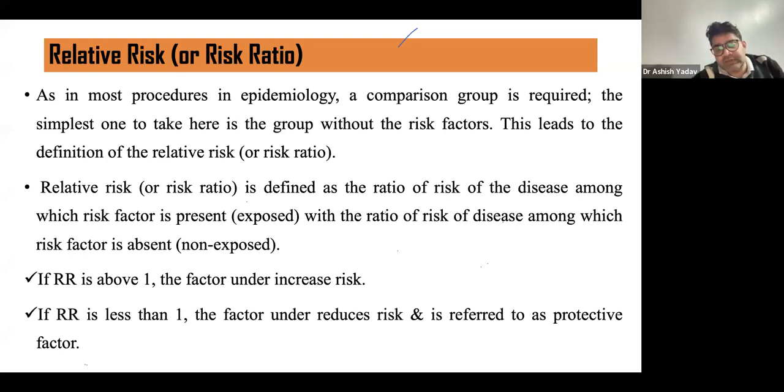We have already seen that if RR is above 1, it's a risk. Your risk factor under consideration should be checked for statistical significance. If RR is less than 1, significantly less than 1, then also it has to be tested for statistical significance.